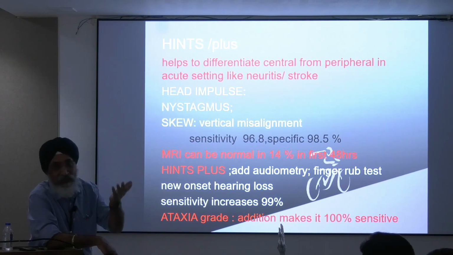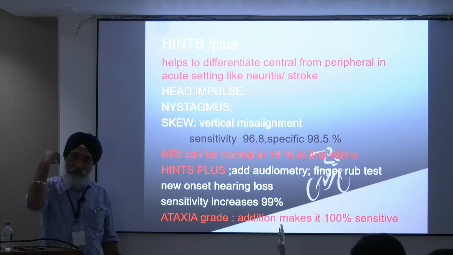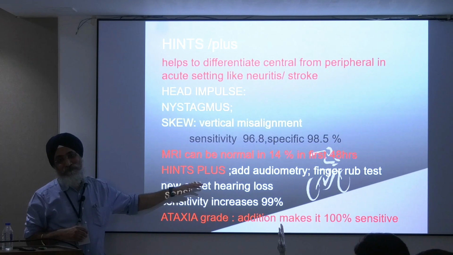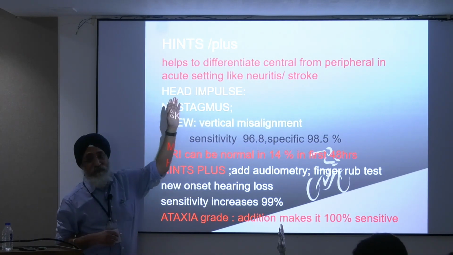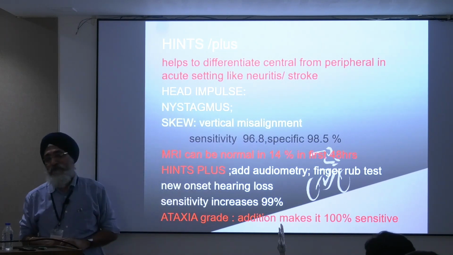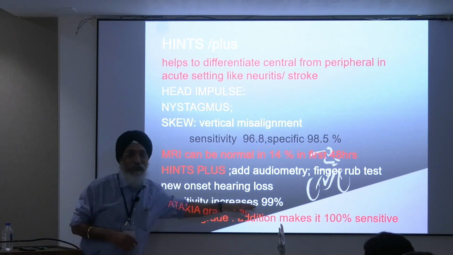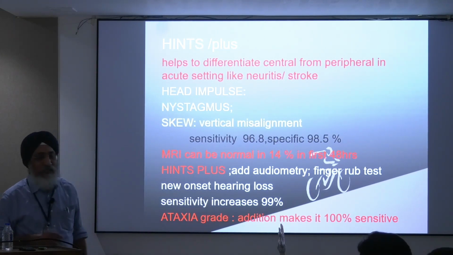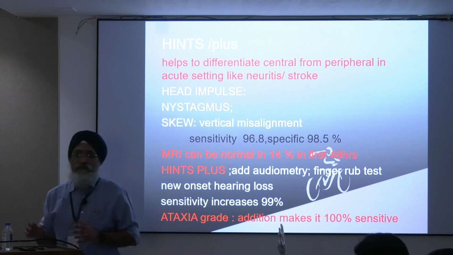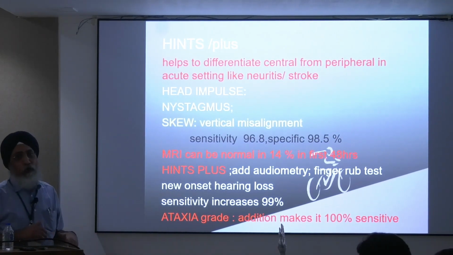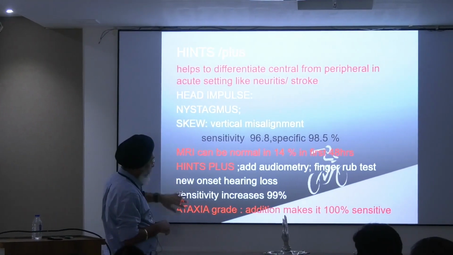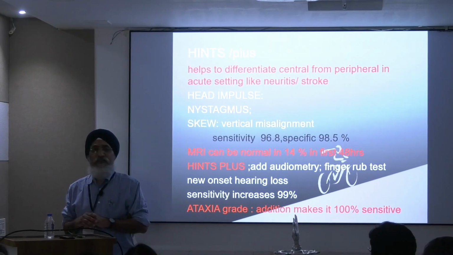So what we have added extra to it. When you add hearing to it, an acute loss of hearing, that is called HINTS plus. So we add head impulse, nystagmus, skew deviation. I will elaborate them. And if you add acute loss of hearing, that brings the sensitivity to 99%. And if you add the ataxia grading, the sensitivity becomes almost 100%. So the chances of going wrong or missing a posterior circulation stroke with HINTS plus and ataxia grading is practically zero.